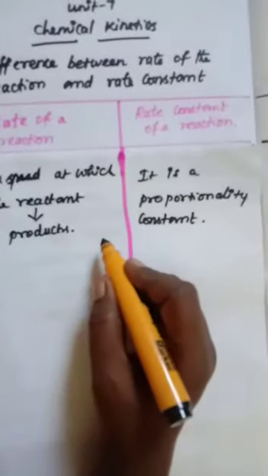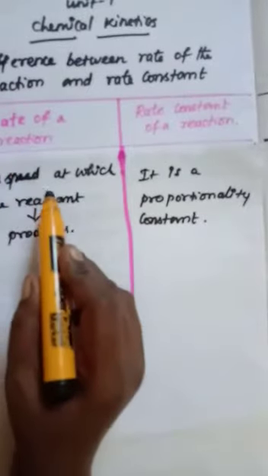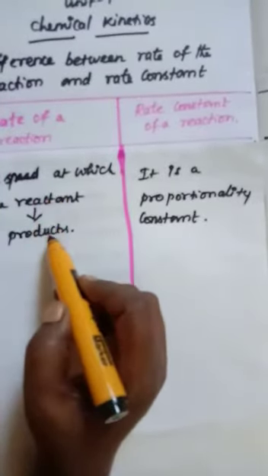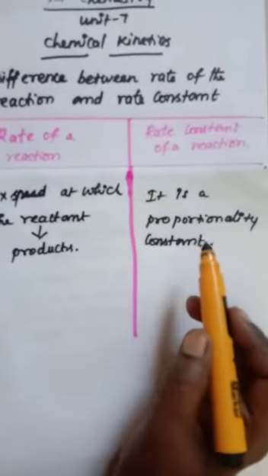So the first difference between rate and rate constant. Rate is the speed at which the reactants are converted into product. Rate constant is a proportionality constant.